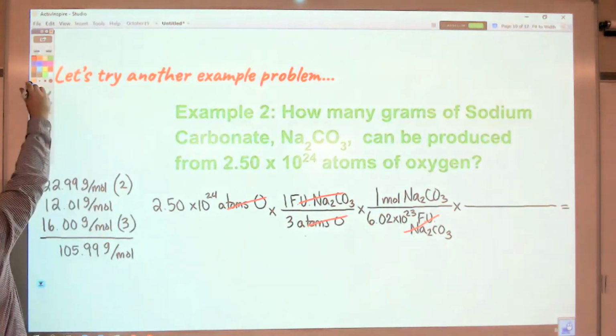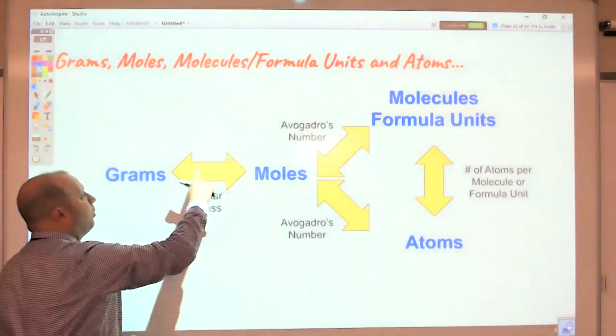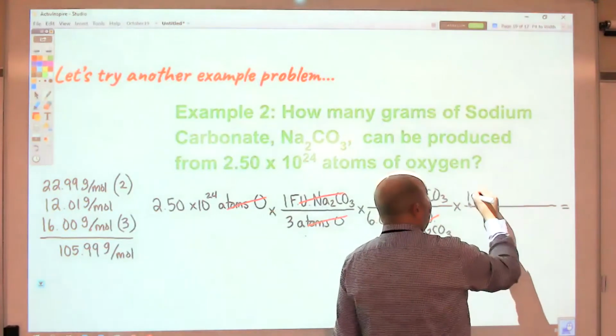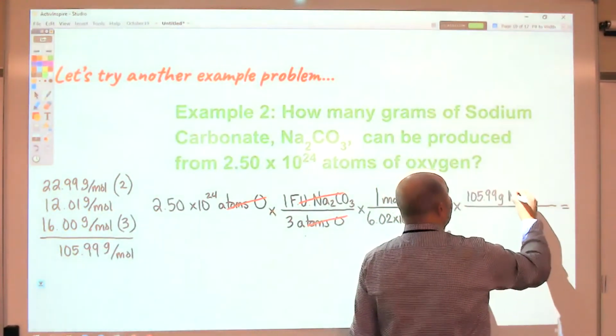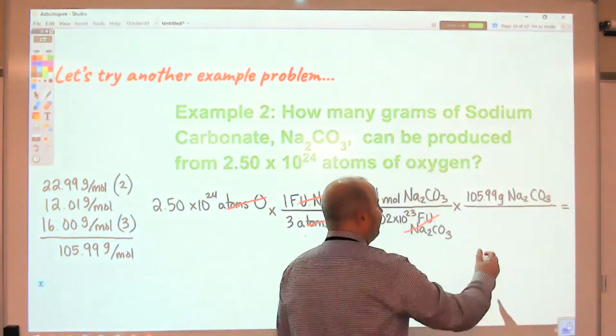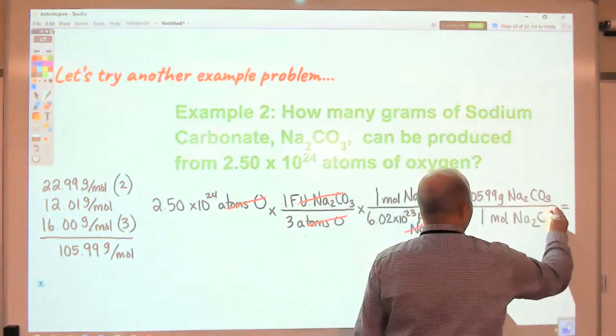And finally, for my last conversion, I'm ready to use my molar mass. So I'm now at moles, and I want to go to grams. So I'm going to use my molar mass. And this time, grams will be on top. 105.99 grams of Na2CO3, and that's for every 1 mole of Na2CO3.